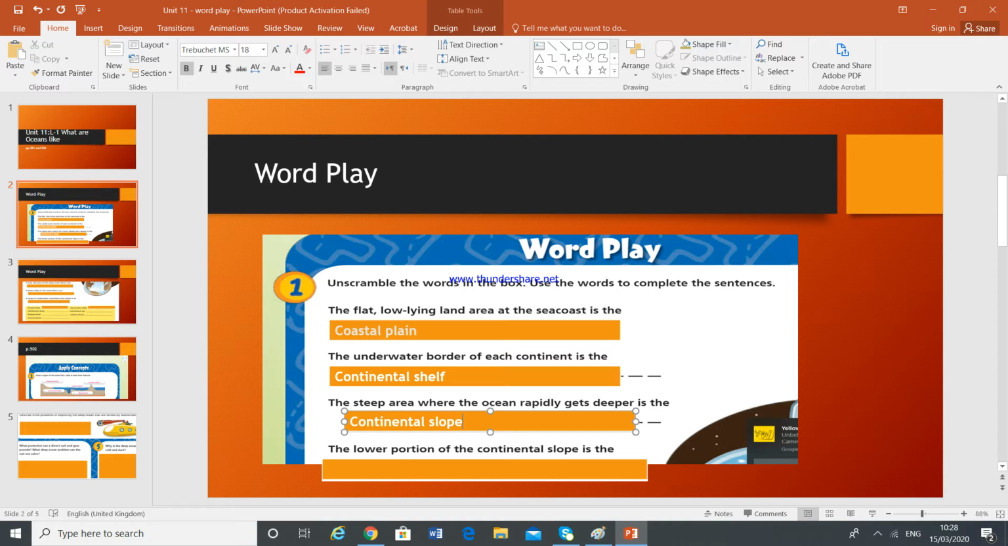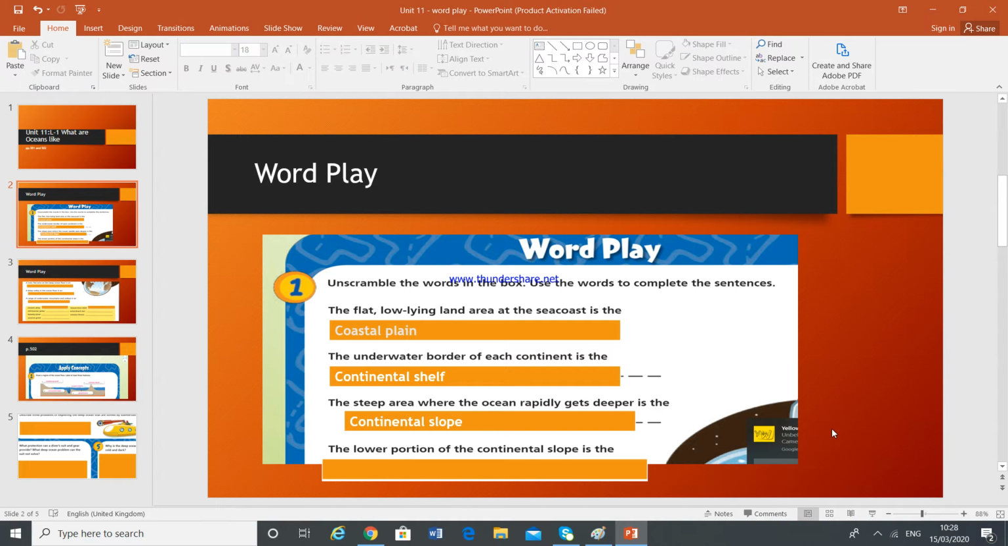Okay, now the fourth one, the lower portion of the continental slope. Girls, when you are on your rides, the slope goes from up to down, and after you go down, you need to get up. For example, after I'm sliding down, I need to get up. So the lower portion of the continental slope, where it rises, is called the continental rise.